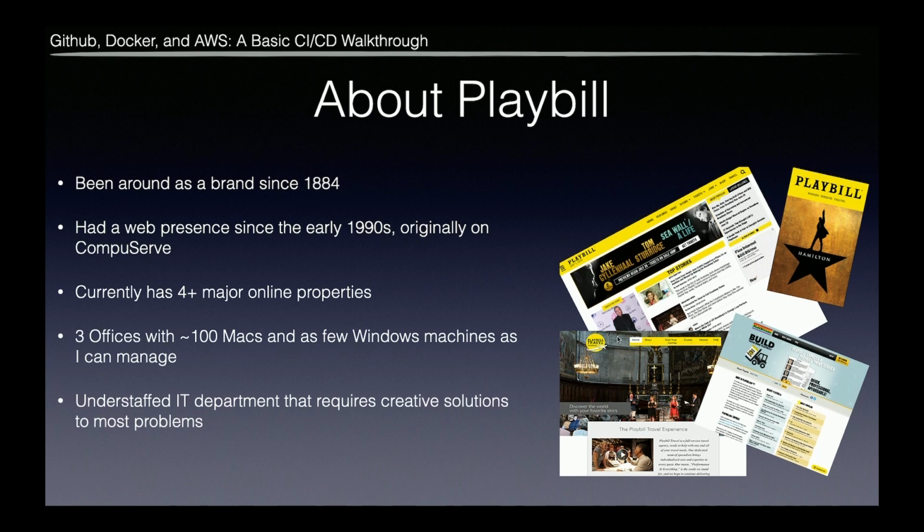Just very quickly about Playbill. Playbill's been around since 1884. Next year, we're celebrating our 140th anniversary. We are the authoritative magazine and program for Broadway and other theaters around the country. We have 4 major online web properties. We have 3 offices, including a travel office with about 100 Macs and as few Windows machines as I can possibly be prevented from throwing out the window.